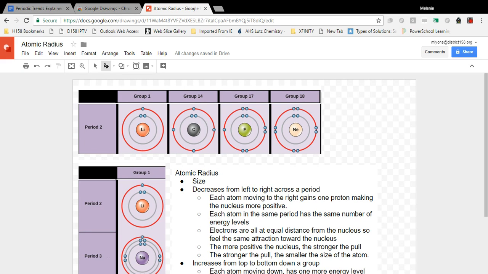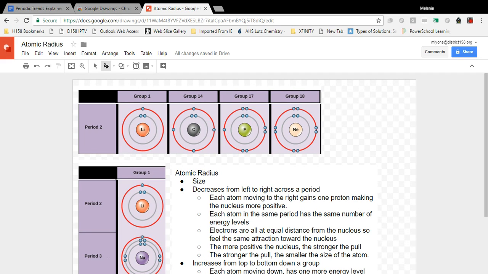As we go from left to right across period 2, the thing that the elements have in common is that each of these elements has 2 energy levels. The valence shell is the second energy level. So at a glance, they don't look like they are any different in their size.